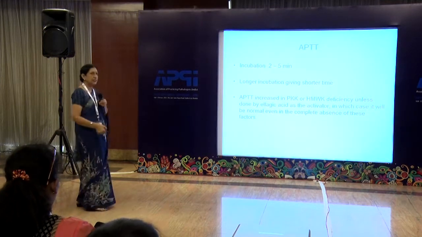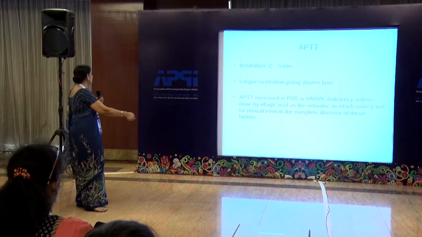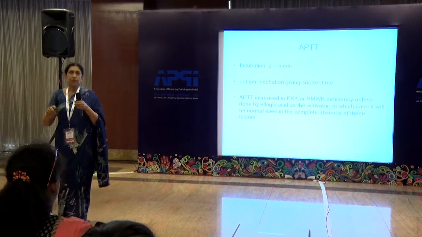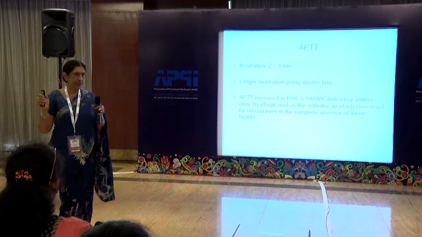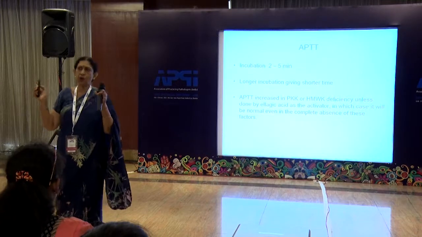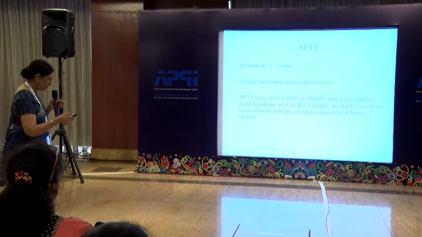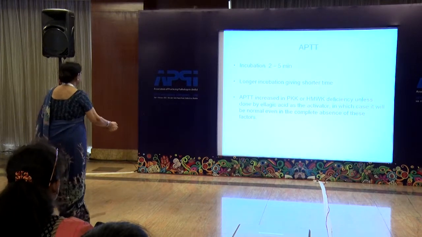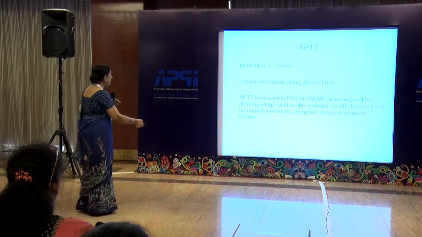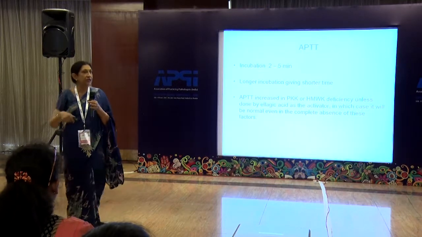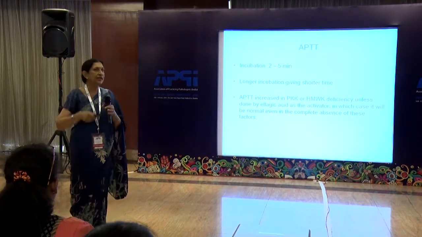APTT can be increased in these high molecular weight kininogen deficiencies. Factor 12 in the lab will not clot. APTT will be markedly prolonged. Patient will not have any history of bleeding or coagulation problem. And if you do that test with ellagic acid as the activator, it will solve your problem, because that activates from 11. So factor 12 is anyway taken away.